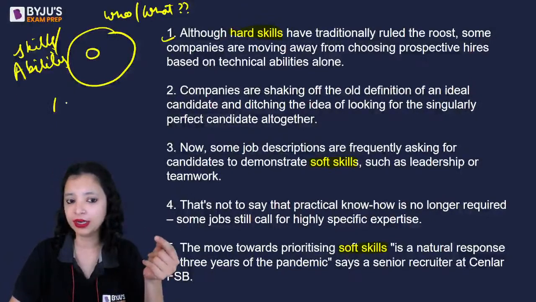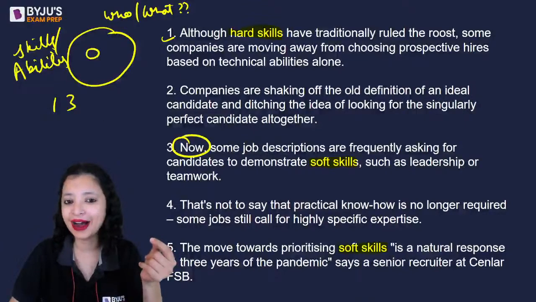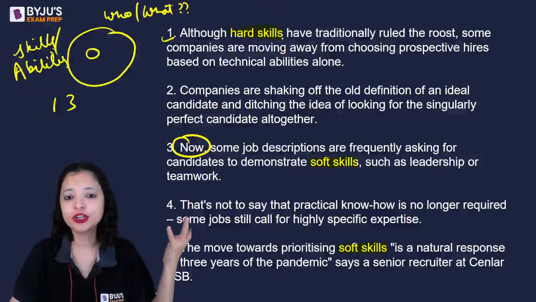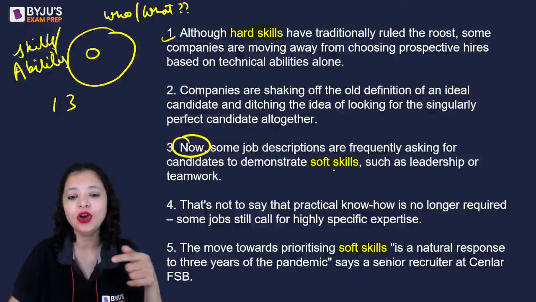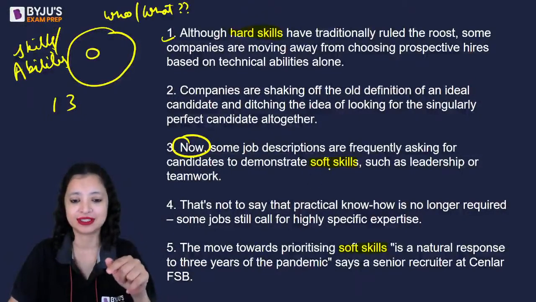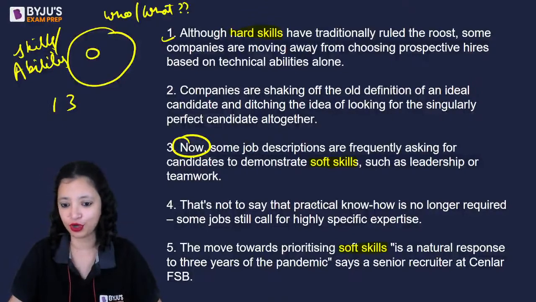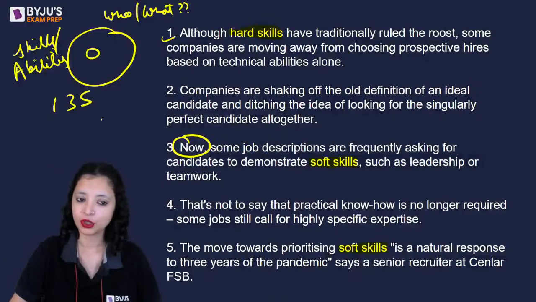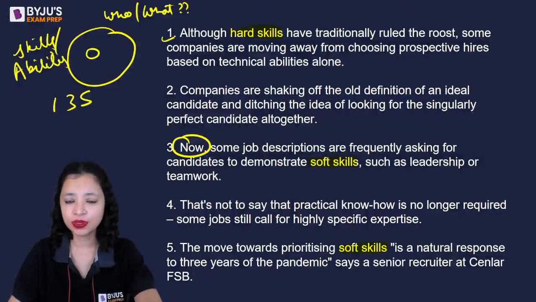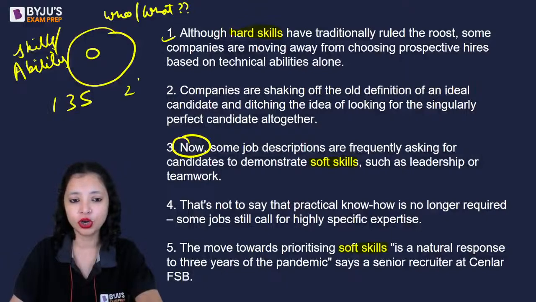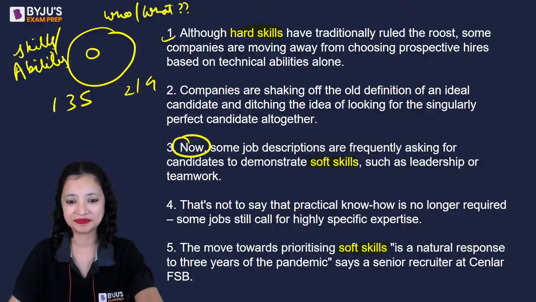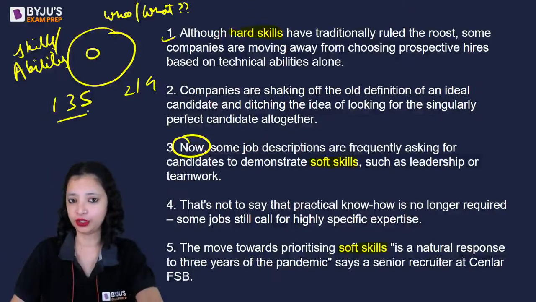Okay. So 1, and then we have 3. Now, first, they traditionally used hard skills, but now they're focusing on soft skills. The move towards prioritizing soft skill is a natural response. So 5. 1, 3, 5 is our sequence for now. What is going to be the next one? Is it going to be 2 or is it going to be 4? 1, 3, 5, we figured it out.